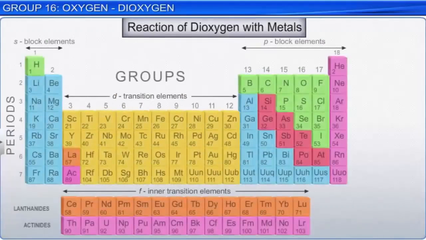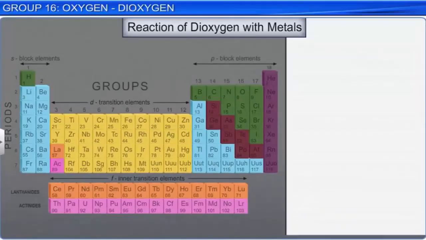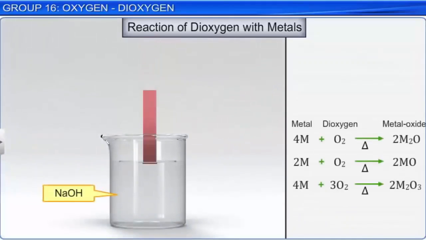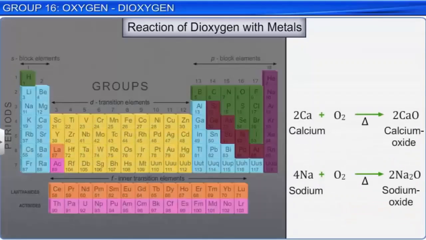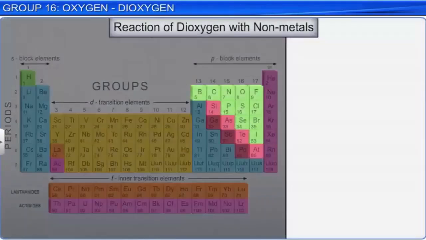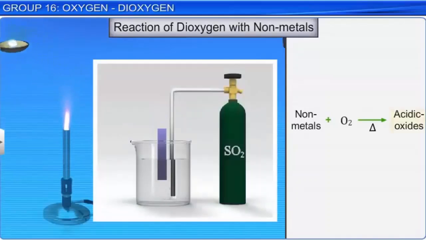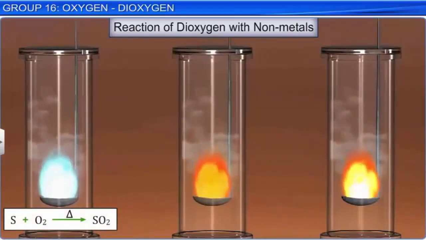Let's see the reaction of dioxygen with metals. Most metals burn in dioxygen and form oxides that are mostly basic in nature. The reactions of dioxygen with metals such as calcium and sodium are shown here. Similarly, most non-metals burn in dioxygen to form acidic oxides. The reactions of dioxygen with sulfur, carbon and phosphorus are illustrated here.